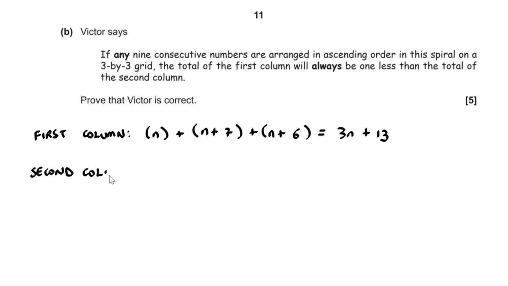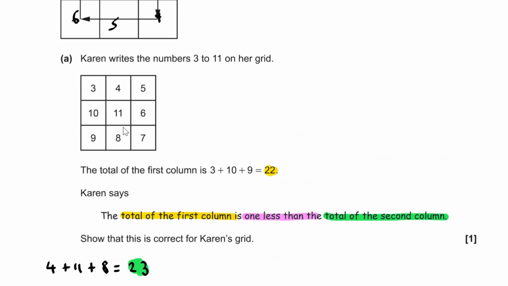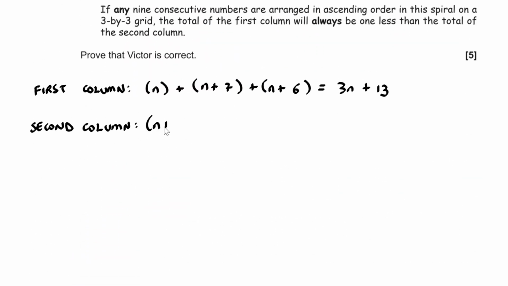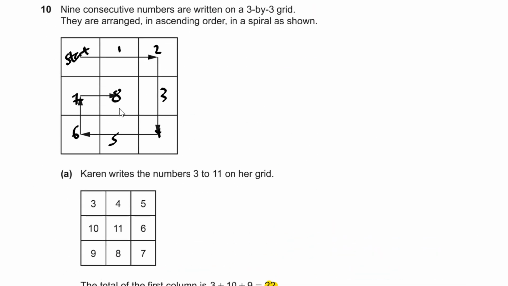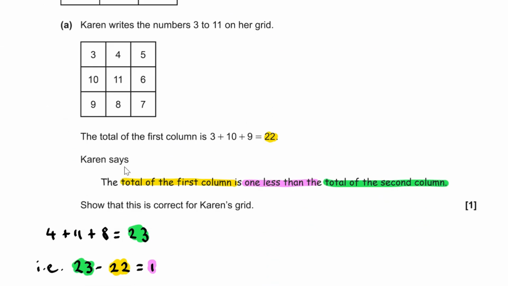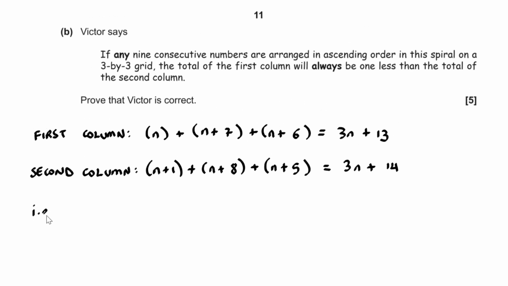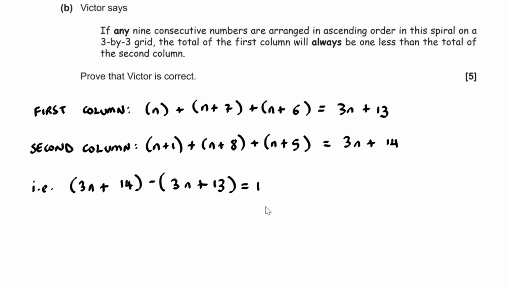And if we consider the second column, instead of us having a 4 here, we're starting off with an n plus 1. So that's what we have here. And then here we have an n plus 8. And then we have here an n plus 5. And in total, what we'd end up with is 3n plus 14. So if we find the difference, we'd have 3n plus 14 take away 3n plus 13, which is 1. And that's exactly what we wanted to show.